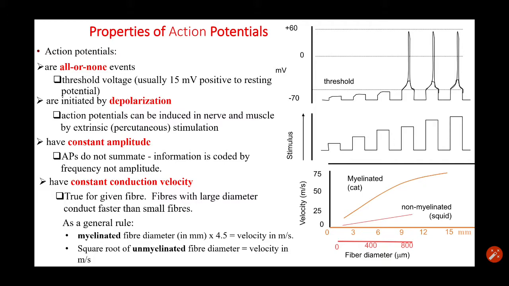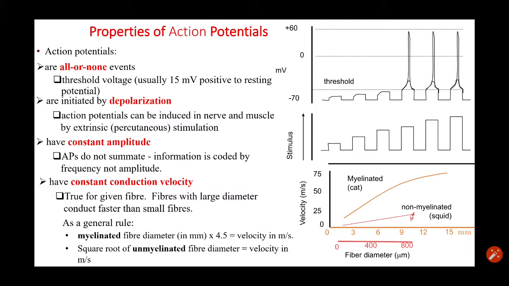They also have a constant velocity. So if you're looking at a nerve, say, a non-myelinated nerve, you look at this one, 400 to 800 micrometers. Notice the velocity is only between 0 and about 10 meters per second for non-myelinated. So it's very slow. Myelinated nerves, now look. Myelinated nerves, velocity can range from about 15 all the way up to 75 meters per second. That's very fast. Okay?